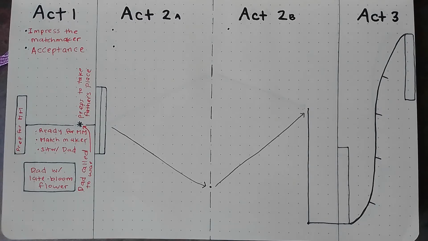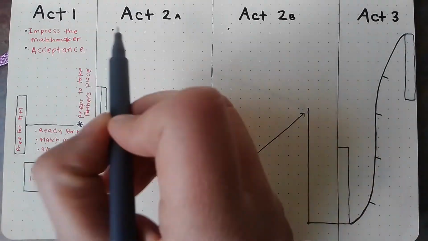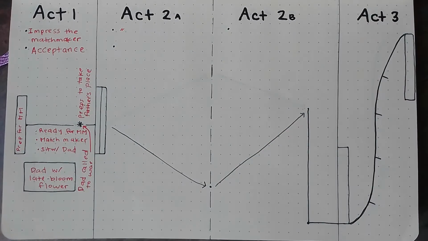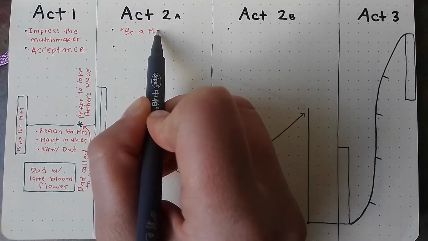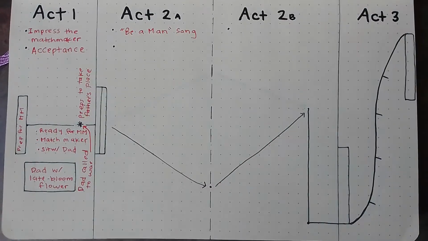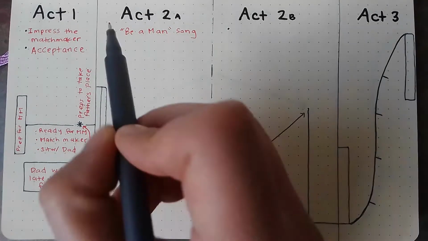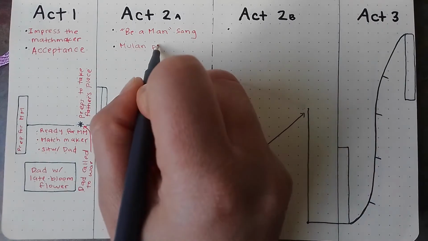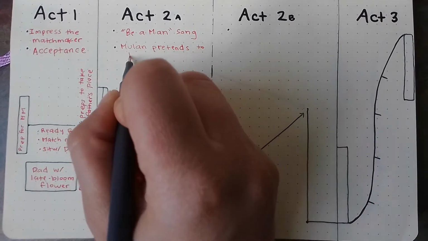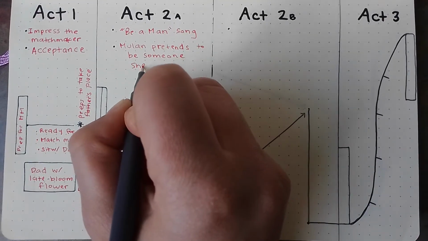In the first part of Act 2, or Act 2A, your main job is to give the reader the promise of the premise, or act on the blurb of the book, or in this case, movie. In Mulan, this is Mulan pretending to be a man in the war camp to save her father, or the Be a Man song. Your second job is to show your main character trying to solve their problem in the wrong way, or externally rather than internally. Mulan does this by pretending to be someone she isn't. She thinks the only way to bring honor to her family is by not being herself.